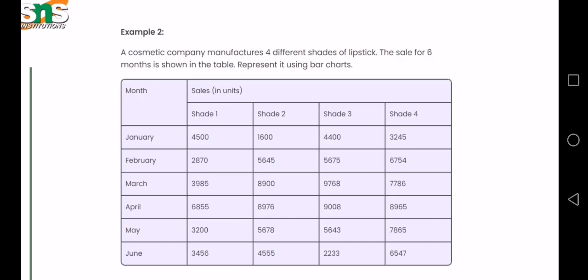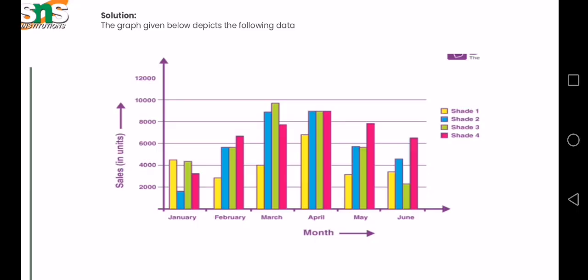This is the last example, the simple bar diagram. Here they give shade 1, shade 2, shade 3, shade 4. Therefore we use the multiple bar diagram. Months are given and the shades are given. Therefore the solution is like this.